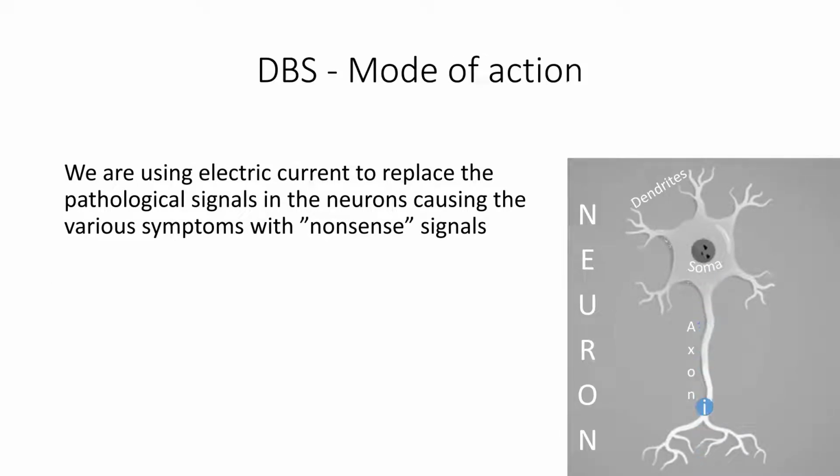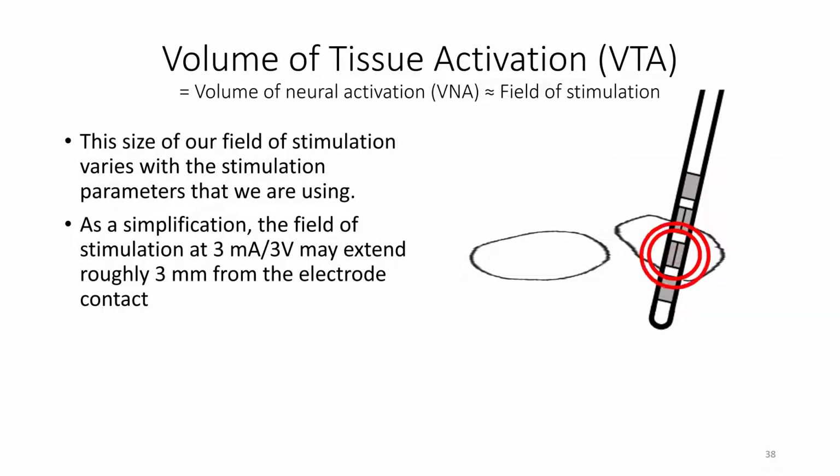The mode of action of DBS can be thought of as using electric current to replace the pathological signals in the neurons causing the various symptoms with nonsense signals. The size of our field of stimulation varies with the stimulation parameters, but will often extend about 3 mm from the electrode contact.